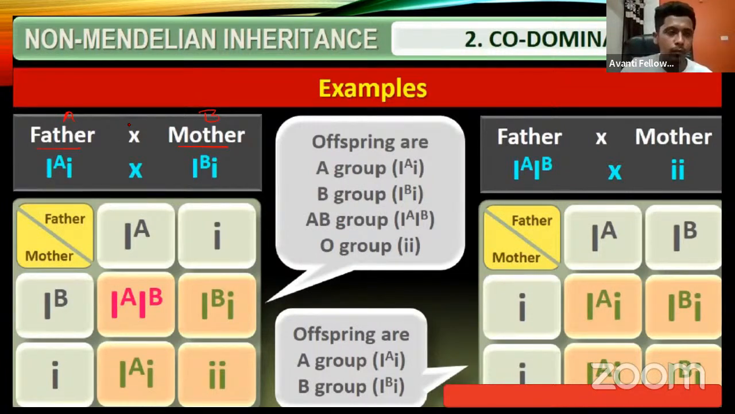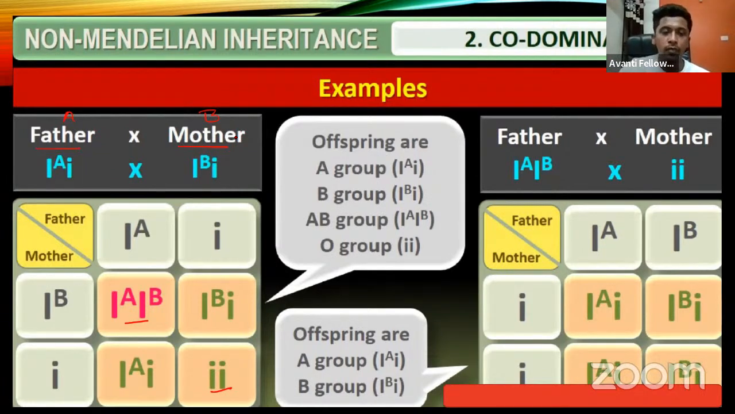I'll tell you once again. If a father's blood group is A and the mother's blood group is B, we don't know the genotypes of the mother and father. But we know the genotype of one of the children, that is, either one of the children is AB or one of the children is O. So what would be the genotypes of father and mother?